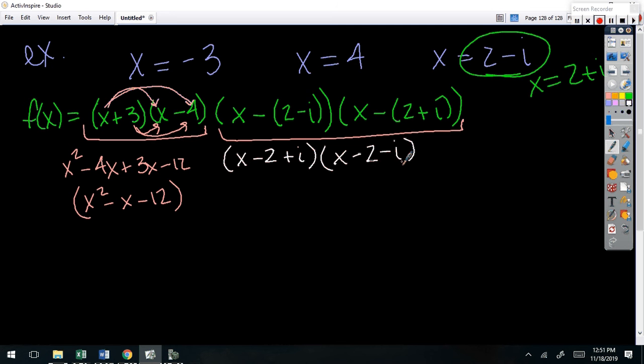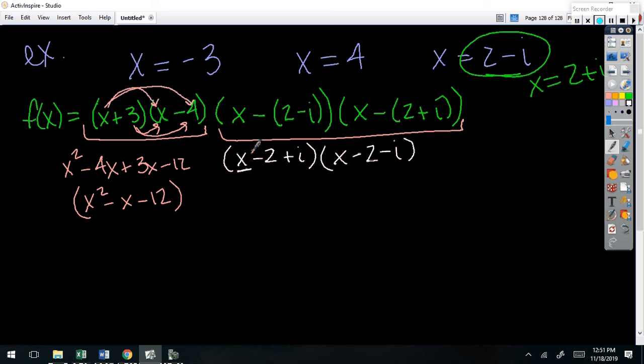Now, this is a little more complicated. Well, this is a lot more complicated than just a FOIL because there's 3 terms in each one, right? So here we go. Just start with the first and work your way. Don't get overwhelmed with it. Take it a term at a time, okay? Start with the x and distribute through to all these.